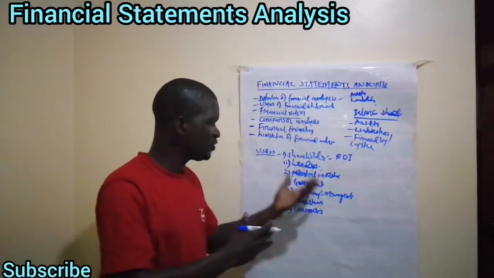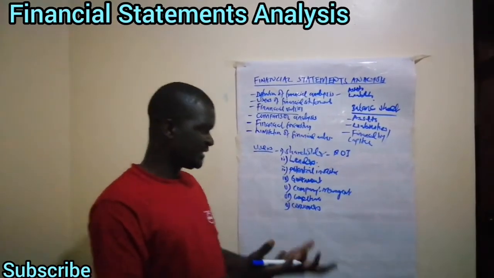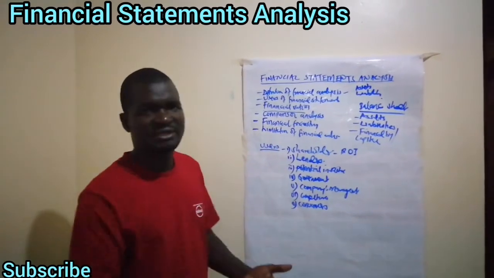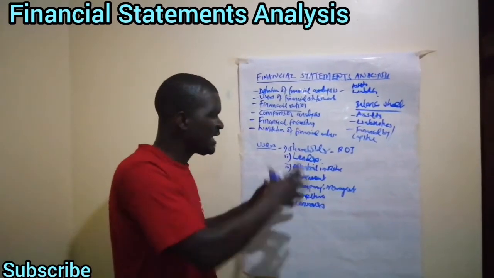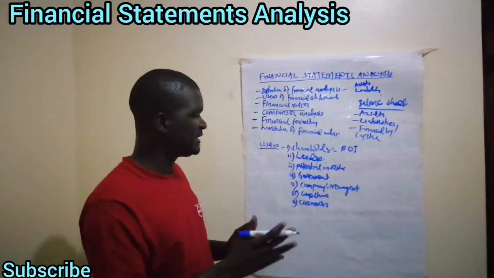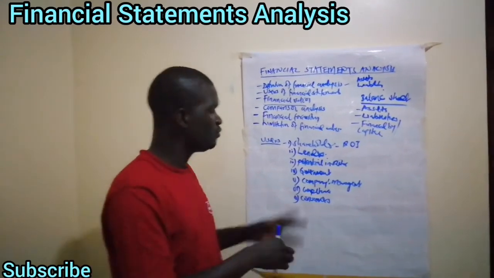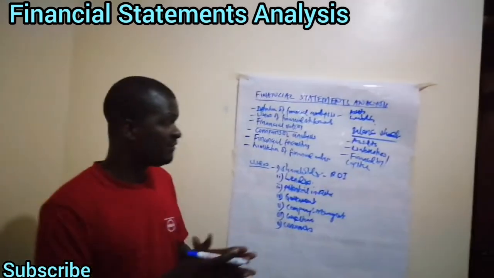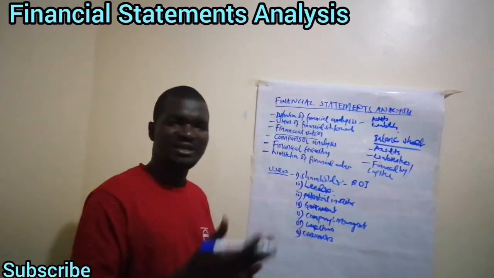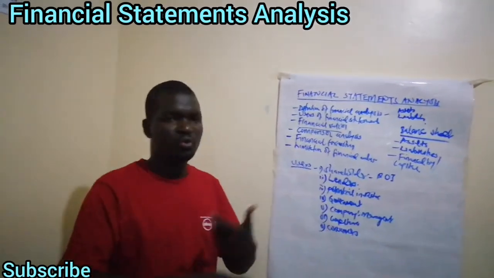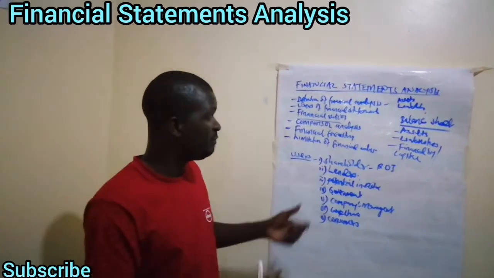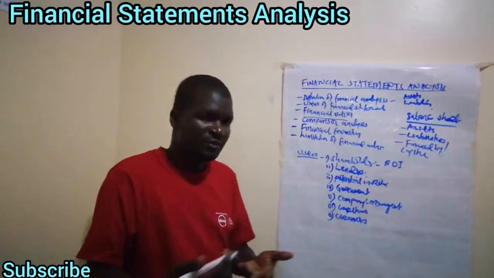The short-term can include trade creditors like the suppliers. They want to know how liquid is that business? They are concerned with the liquidity of that business, the ability of the firm to meet the obligations when they fall due. Then potential investors. These are people who would wish to put their investment into that firm. So they will be concerned with the profitability of that business.